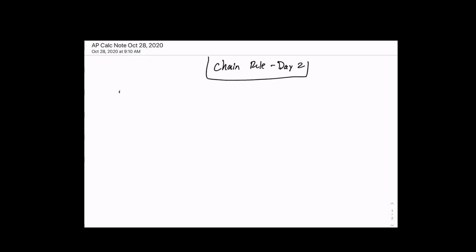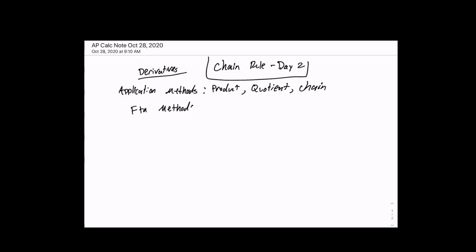So we have application methods. The application methods we've learned so far are the product, the quotient, and the chain rules. So these are application methods for derivatives. And then you have function methods. And so far, we only have power functions.